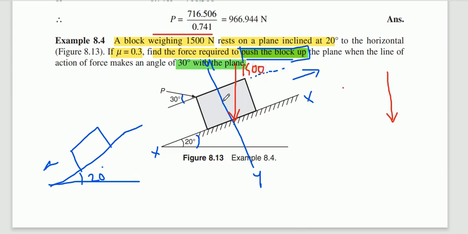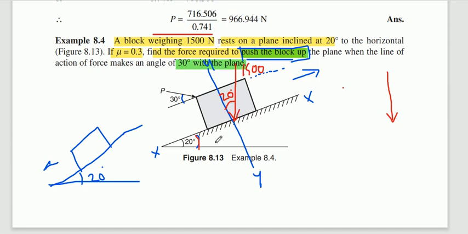Then the inclination of this block is 20 degrees. Why is it 20 degrees? Any plane which makes an angle theta with respect to the x-axis, the perpendicular drawn to that plane makes the same angle theta with respect to the y-axis.